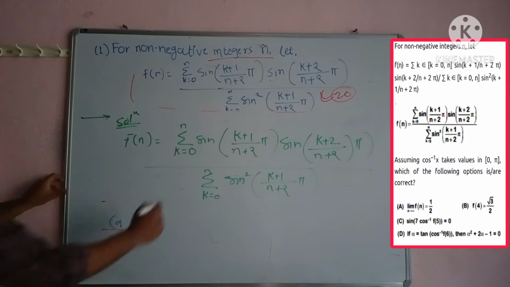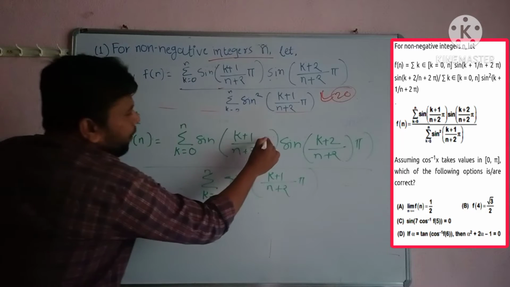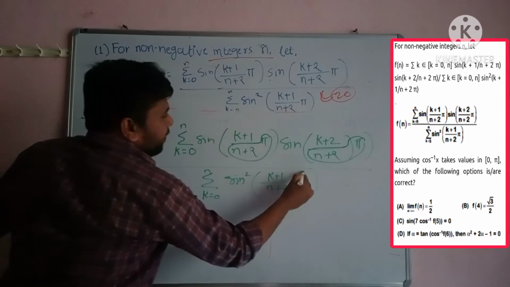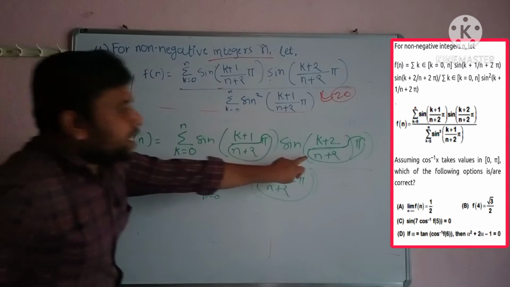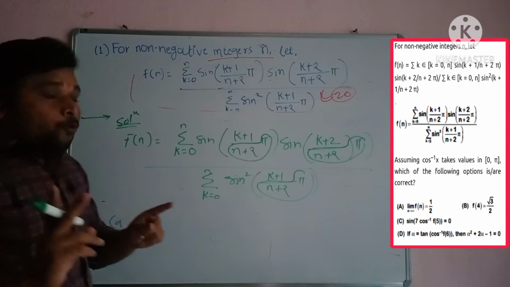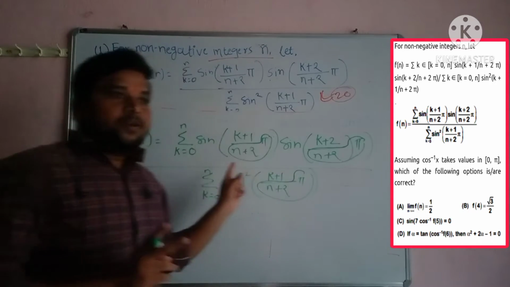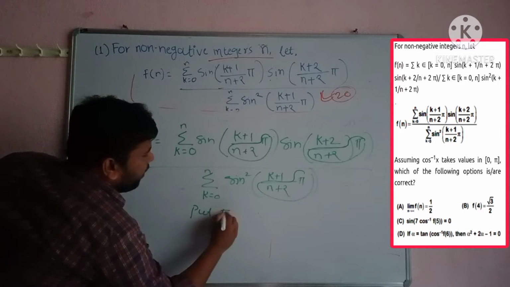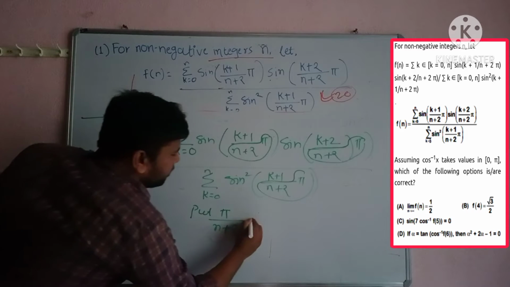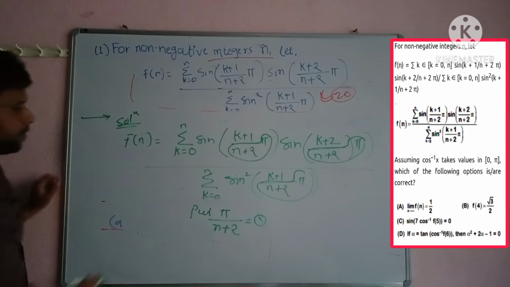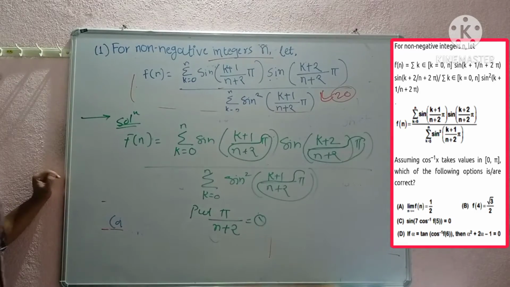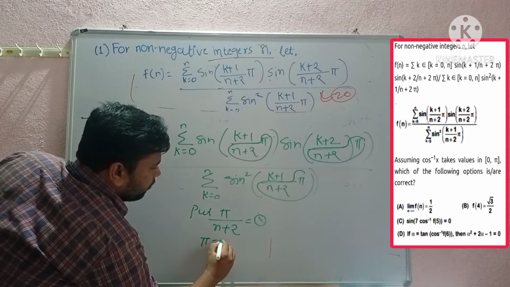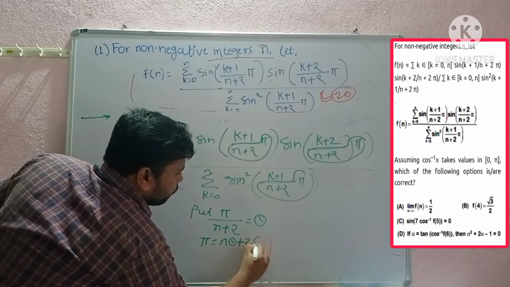Now observe in that equation pi upon n plus 2, pi upon n plus 2, and here pi upon n plus 2. Three terms are given with pi upon n plus 2. So to avoid the complexity, or to proceed with simplicity, let's put pi upon n plus 2 is equal to theta. What I am putting here? Pi upon n plus 2 is equal to theta. So what do we get here? Pi is equal to n theta plus 2 theta.